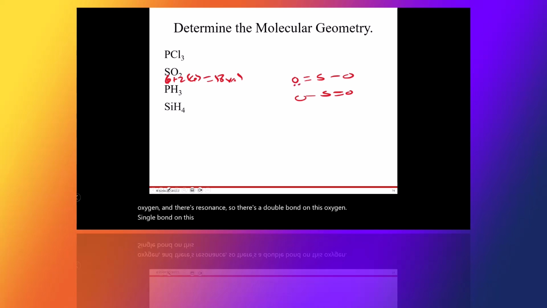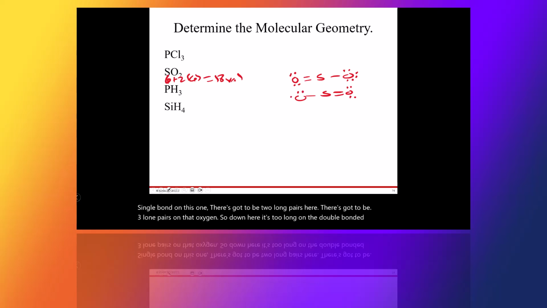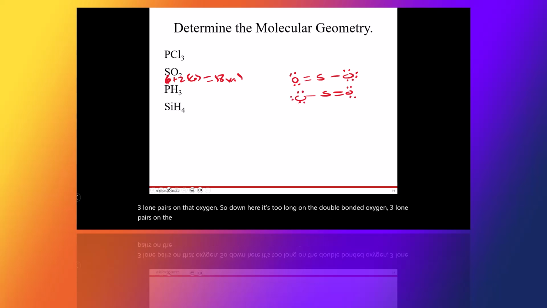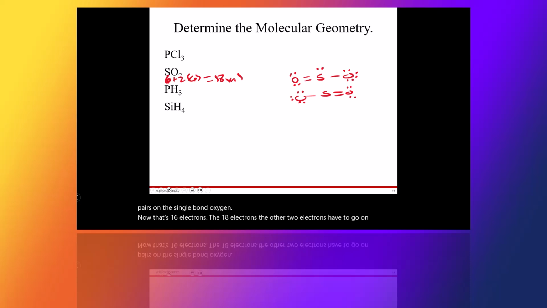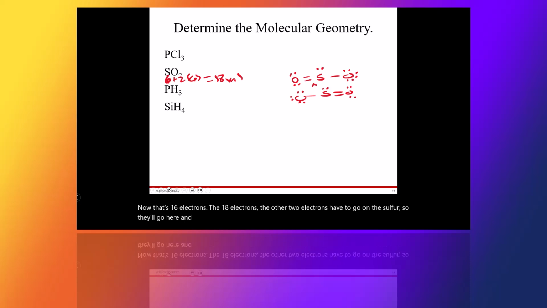There's got to be 2 lone pairs here. There's got to be 3 lone pairs on that oxygen. So down here it's 2 lone pairs on the double-bonded oxygen, 3 lone pairs on the single-bonded oxygen. Now that's 16 electrons. Of the 18 electrons, the other 2 have to go on the sulfur, so they'll go here and here, and then we would put double-headed arrows between the 2 to say resonance is occurring.